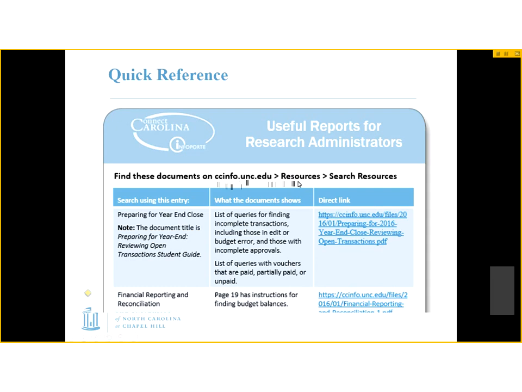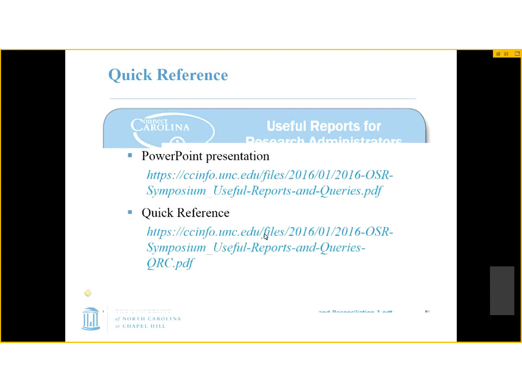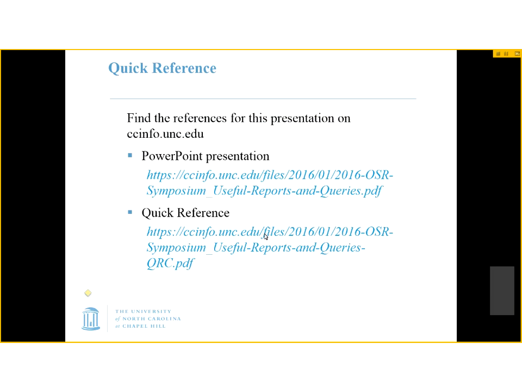If you go to the website and then click Resources and then Search Resources, down the left-hand side of this resource are the exact keywords that you should search by. This resource also lists what that report is showing you and then a direct link. As I go forward in this presentation, I'm going to cite each of these references so you know what matches with what.